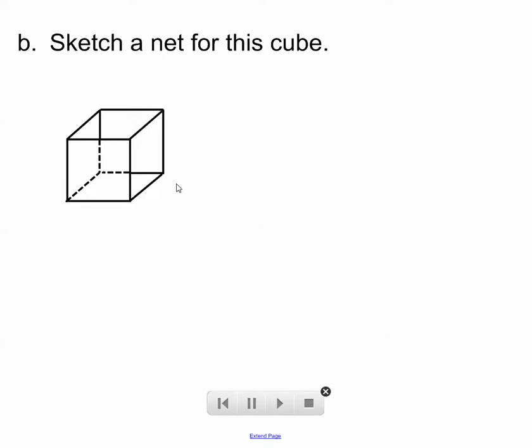Let's sketch a net for this cube. A net for a cube shouldn't be a big deal for us, because the nice thing about a cube is every single face is equivalent. So I could draw any one side, and then to that I'm going to attach the exact same square. That would be the lateral surface area right here. It's the front, the right side, the back, and the left side unfolded. And then as far as the top and the bottom, I can basically put those anywhere I want.